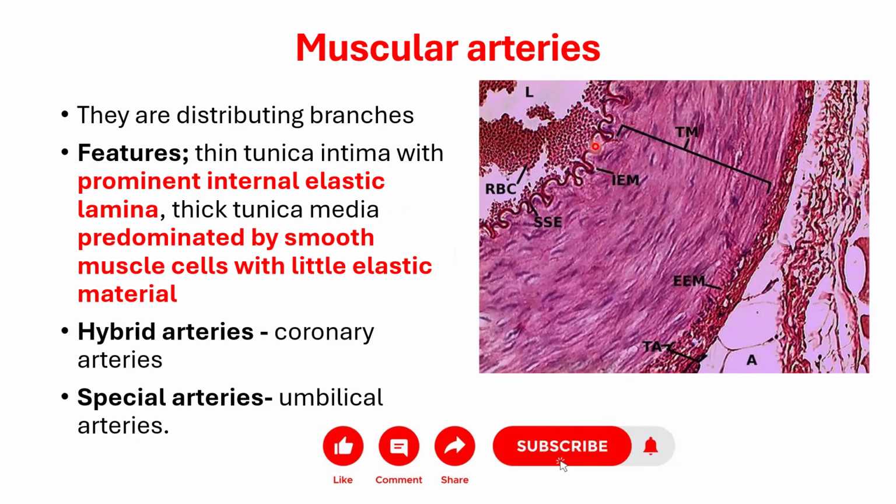same. The endothelium, that is the tunica intima, and the subendothelial tissue just below it will be very thin, with a very thick tunica media with smooth muscles, and then the tunica adventitia will also be there. The hybrid arteries, the coronary arteries, will contain features of both the muscular arteries and elastic arteries. The special arteries will be the umbilical arteries, given the fact that they carry blood to the placenta at this point.